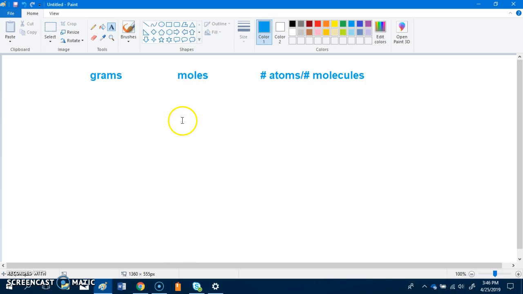First of all, the general equation that we are going to use throughout this is this. You're going to have your given units to start, what they give you, and it could be in grams, it could be in moles, it could be in atoms or molecules. Then you're going to multiply by a conversion factor, which is always in the form of a fraction. And that's going to be equal to what you're looking for, so the unknown unit. Okay, so that's the general formula for converting.